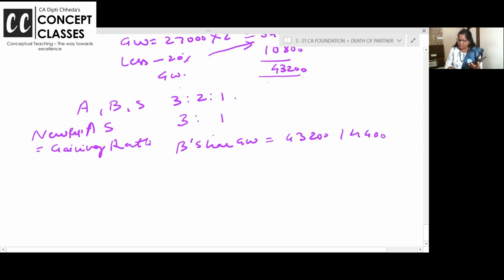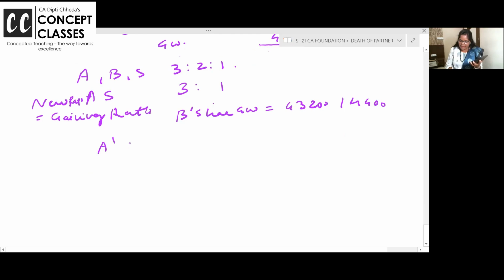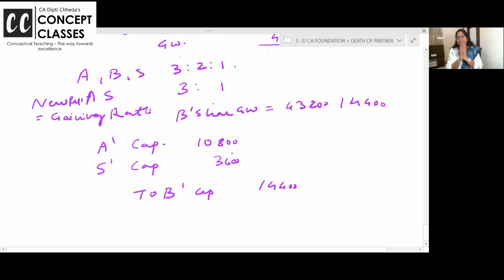14,400. A is going to gain. A is going to gain 3/4 of 14,400, which is 10,800, into B's capital account. 14,400 divided by 4 is 3,600. Take your time.